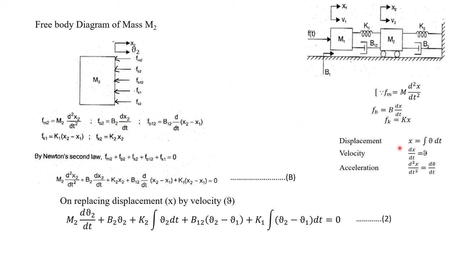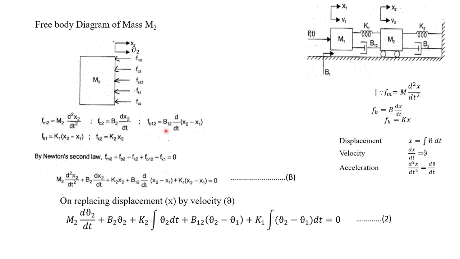Now what's the formula for Fb? b into dx by dt. So for Fb2, it will be b2 into dx2 divided by dt, because here the displacement is x2. Now Fb12. Fb12 is connected between m1 as well as m2, so we have to write the difference in displacement: b12 into d by dt of x2 minus x1, because now we are writing the equation for mass m2. So the corresponding displacement should be written first: x2 minus x1. Now what is Fk1? This k1 is also connected between m1 as well as m2. So Fk1 will be equal to k1 into x2 minus x1.